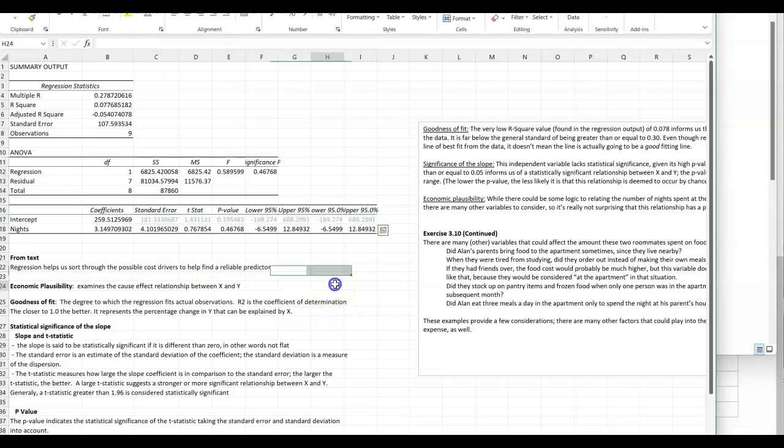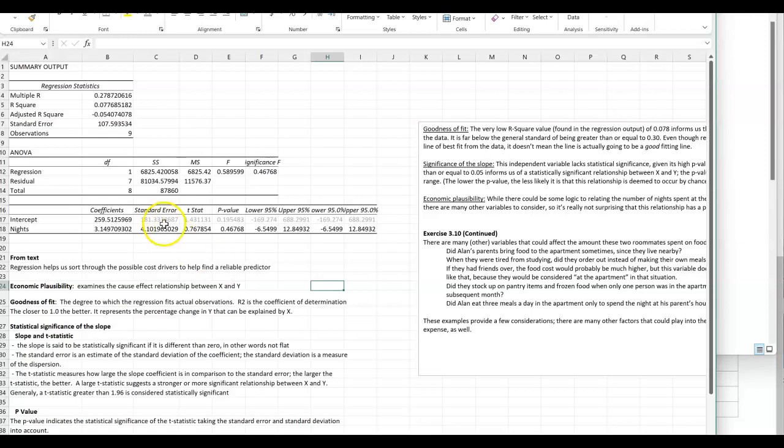Oh, economic plausibility. I mean, there's some logic to the idea that the numbers would increase with more days, but there are a lot of other variables in there, like how often do they eat with the other roommates' parents, when do they bring food to them, just things like that, and how many nights do they go out, etc., etc. And what else did I want?